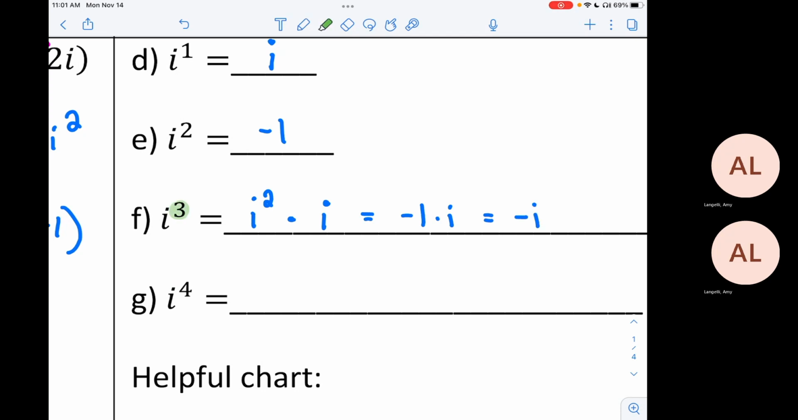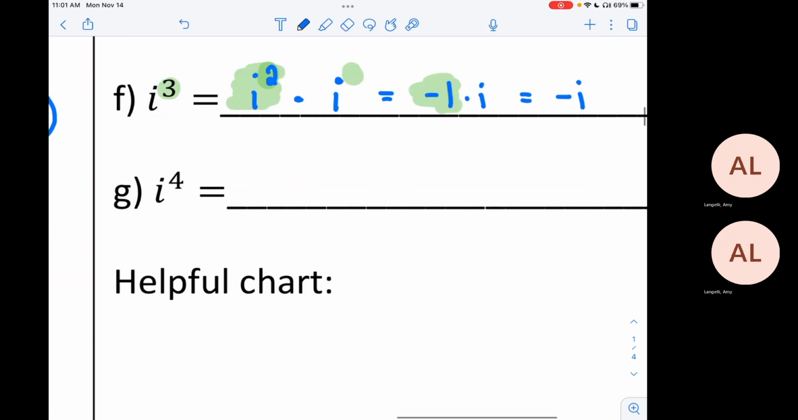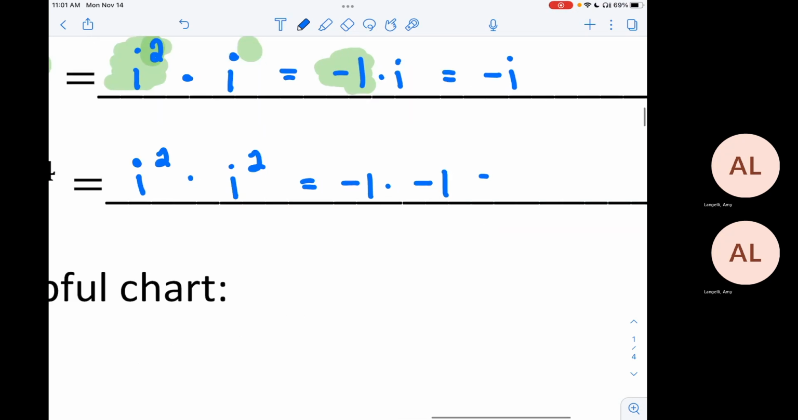So I separated my 3 into a 2 and a 1. I made my i squared into a -1, and I put my answers together to make a -i. Notice in the directions I quickly wrote, answer will never end with anything more than i to the first power. Now, i to the fourth. Your Algebra 1 teacher taught you that i to the fourth is the same as i squared with i squared, because 2 and 2 makes 4. So that's really a -1 times a -1, because i squared is -1, +1.